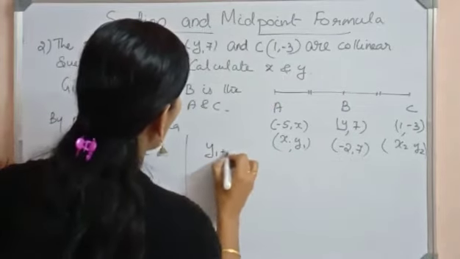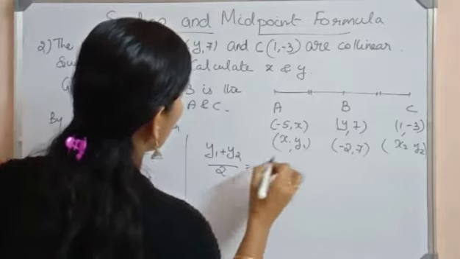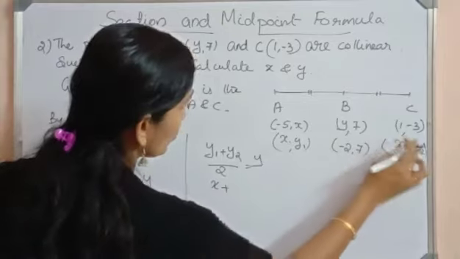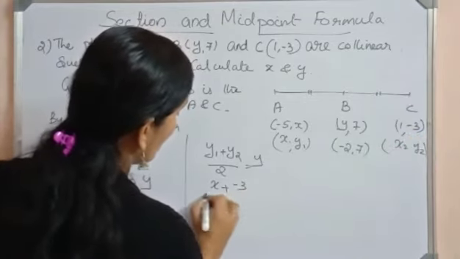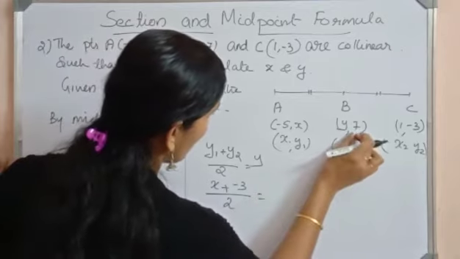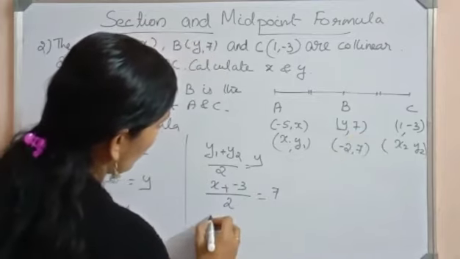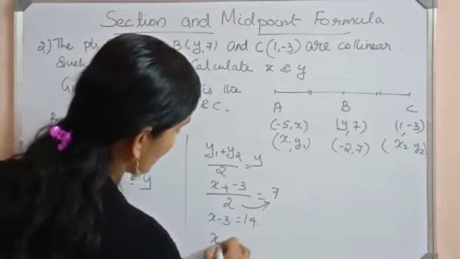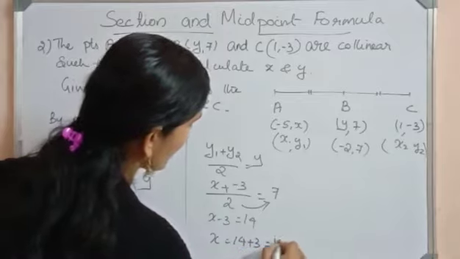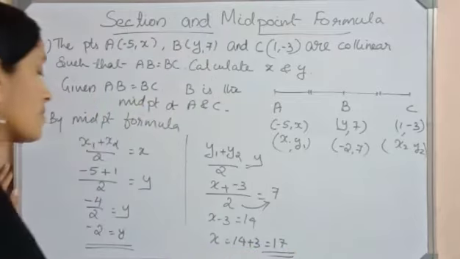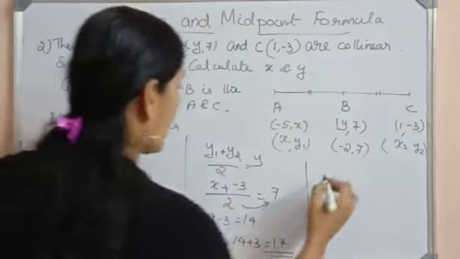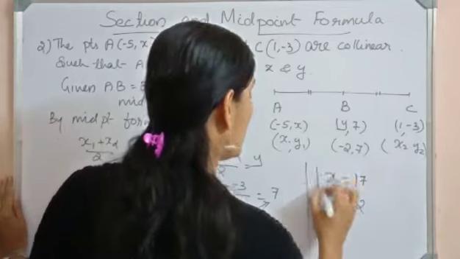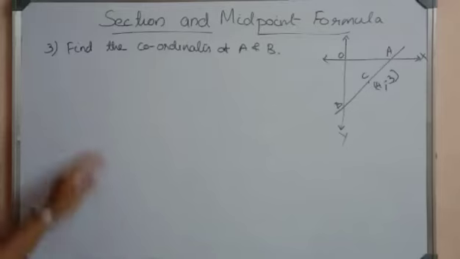Similarly, (y1 plus y2) by 2 is equal to the y value here. y1 is x plus y2 is minus 3, divided by 2 is equal to the y value, which is 7 here. So x minus 3 is equal to 14. By cross multiplying, x is equal to 14 plus 3, that's equal to 17. So as per this question, x is equal to 17 and y is equal to minus 2. This is what we need to find. Look at the next question.